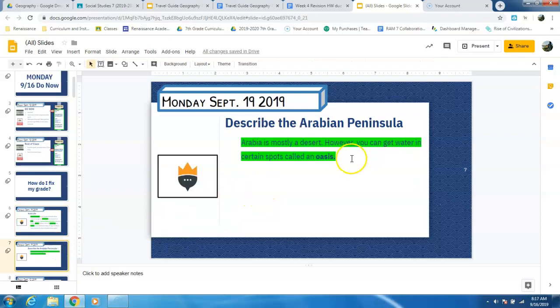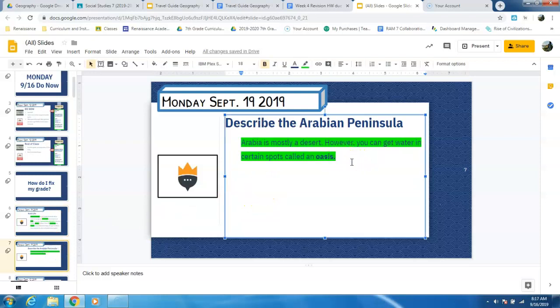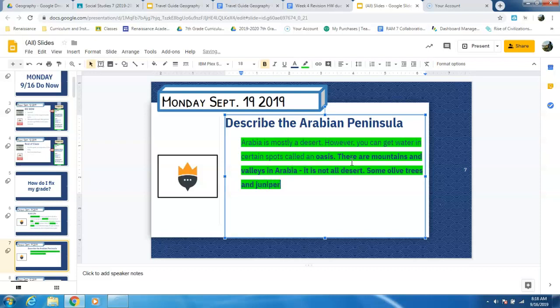So remember, I am not copying and pasting. I am not using this word for word. I am just borrowing certain words and putting my words around it. There are mountains and valleys in Arabia. It is not all desert. Some olive trees and juniper trees grow in the southern region.